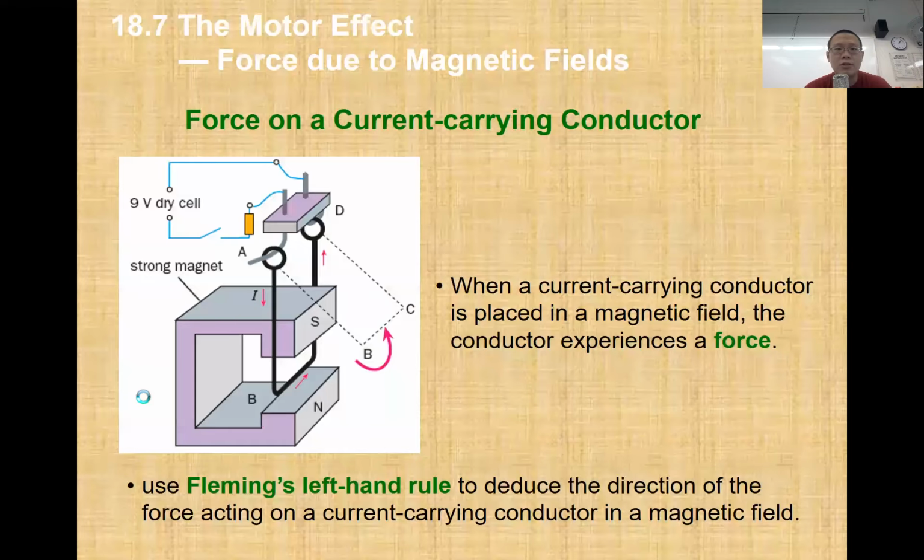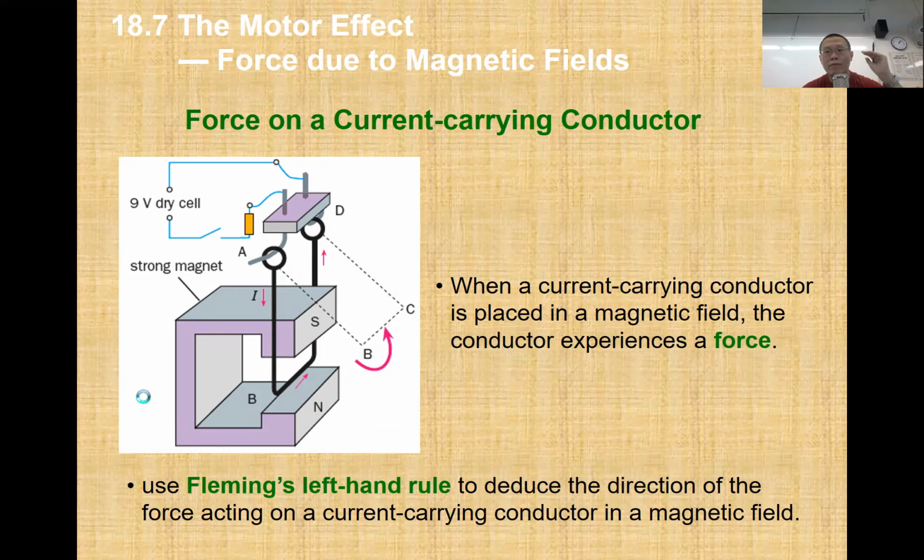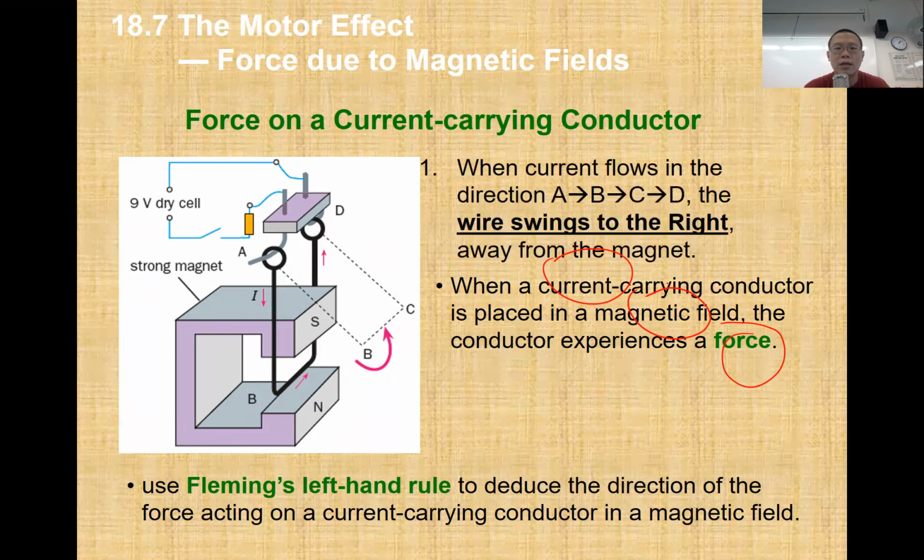In this section, we look at one of the interesting effects where we have a current and a magnet. When these two are placed together at a certain orientation, a third item will actually be induced, and that's what we call a force. For example, the current is flowing from A, B, C, D, down, in, and up, and the magnetic field lines are going north to south.